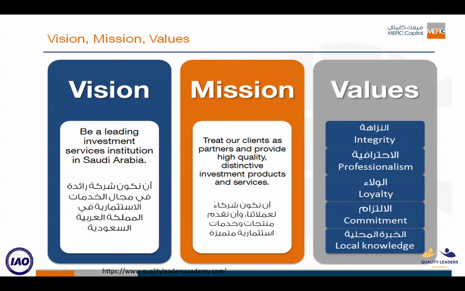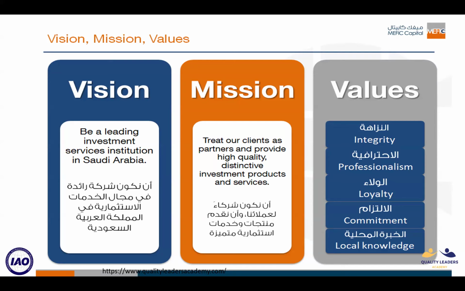And as far as values are concerned: integrity, professionalism, loyalty, commitment, local knowledge. So notice the clarity here. The vision is specific, leading in Saudi Arabia, not in the world. They want to be in Saudi. There's a clarity in this. The mission is action oriented.